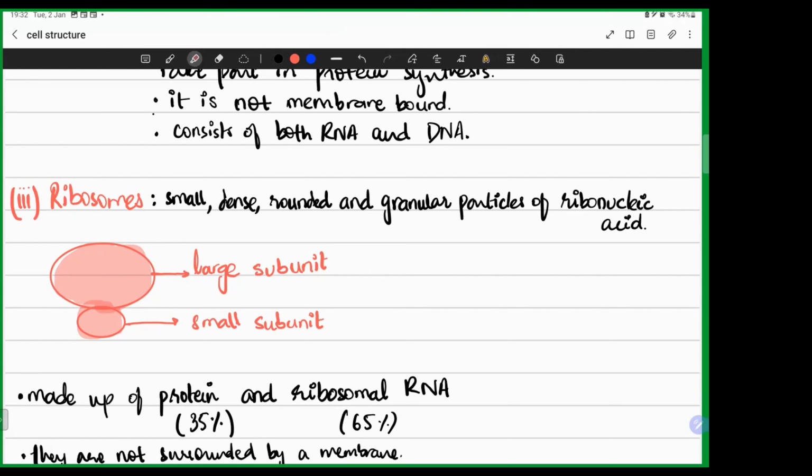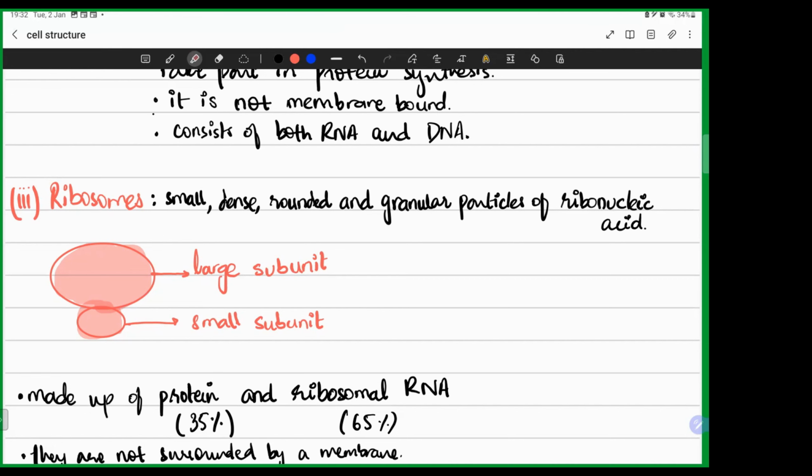Now, what is a ribosome made up of? Ribosome is made up of two things only. It consists of protein and ribosomal RNA. Okay? So it has 35% protein and 65% ribosomal RNA. You do not have to know these percentages, these values, just for your understanding. I've added them over here. It's not part of your syllabus. You just have to know that ribosome is made up of protein and rRNA.